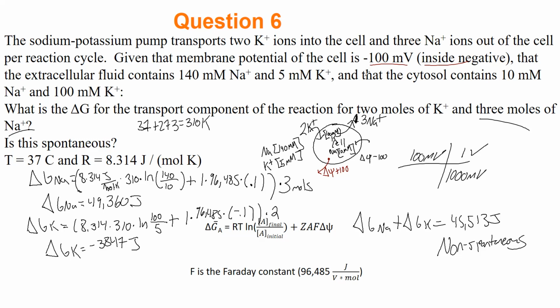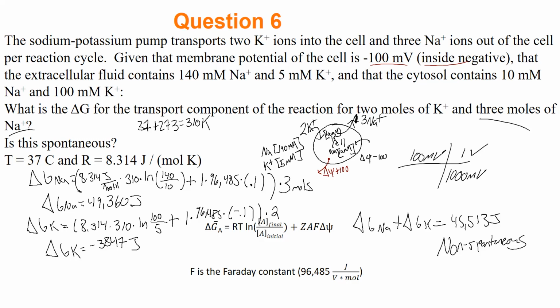So with that all laid out there, is there any questions about anything I did here? Why did you use extracellular fluid as numerator in sodium, but in K you use cytosol as numerator?